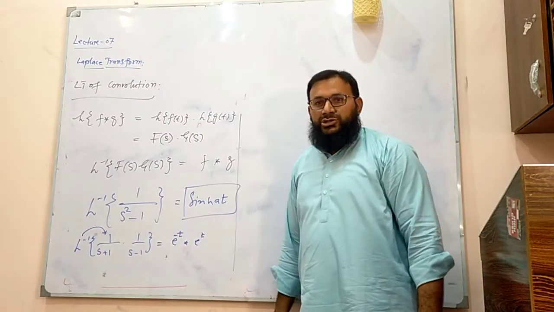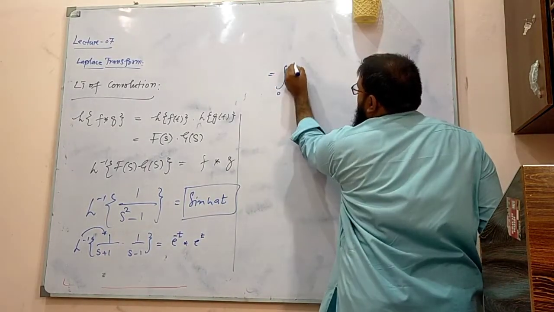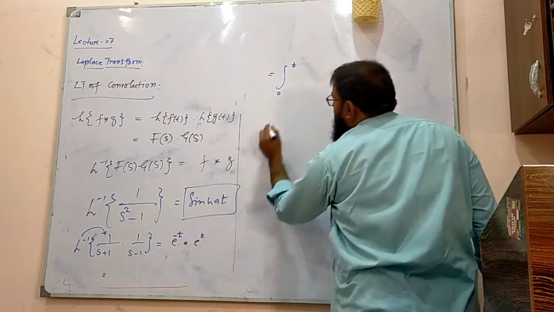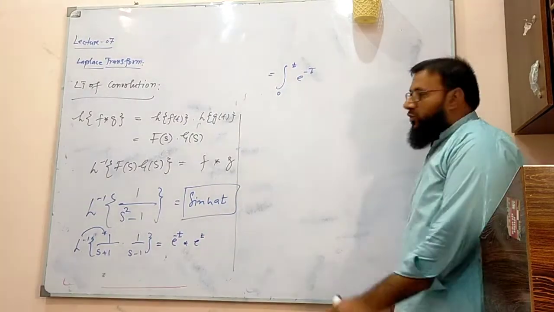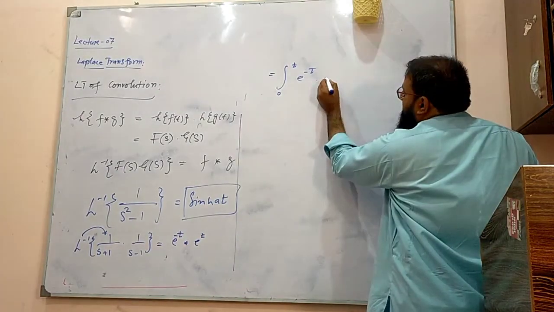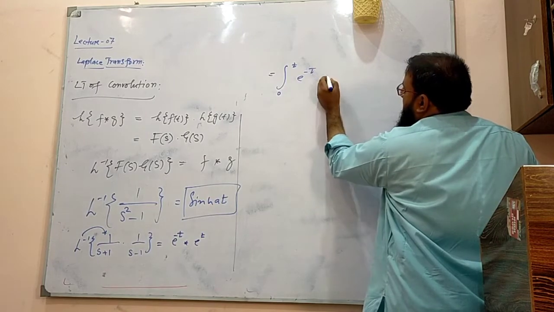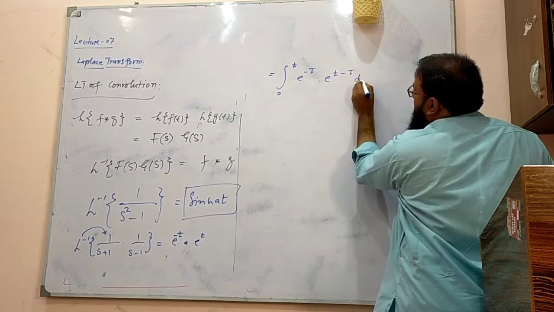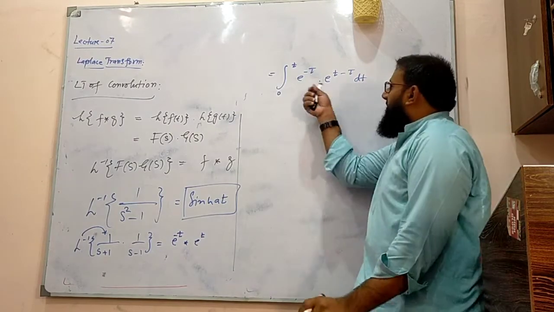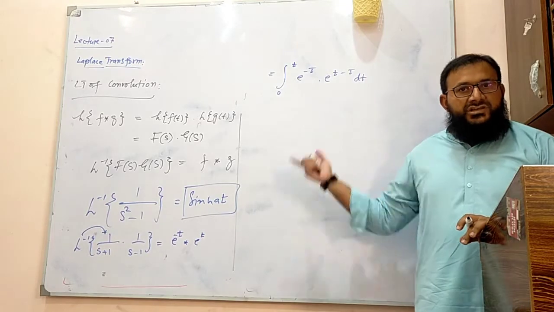How do I take their convolution? You know very well this is going to be the integral from 0 to t. The first function is e power minus tau. The second function is multiplied, e power t minus tau, d tau. I have to evaluate this integral. Are you okay with this?